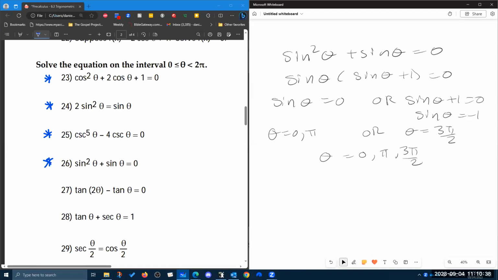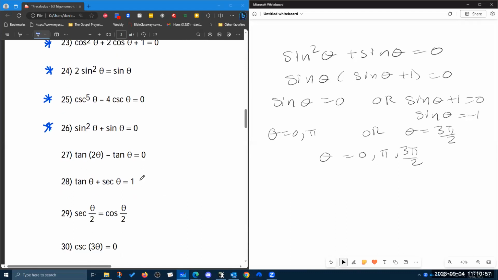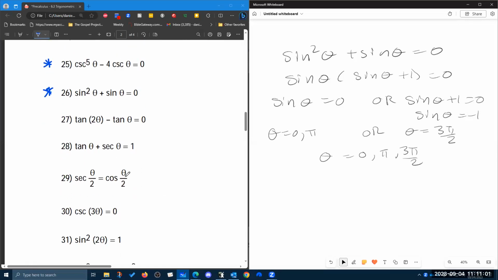We'll come back next time and we will talk about using our calculator to solve some of these by finding zeros on our calculator or finding points of intersection. We can do it either way, but some of these that are coming up, we can't solve them by hand with the identities that we have. So we'll do that next time.